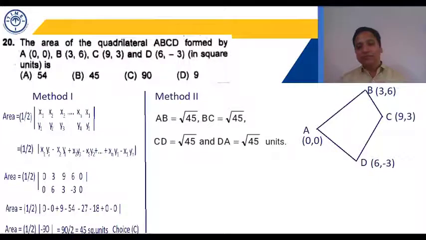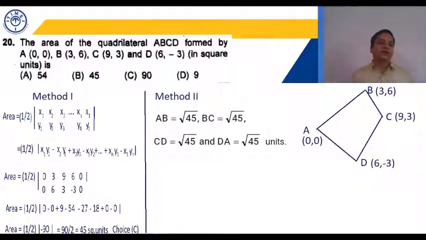So AB is equal to BC is equal to CD. Let's find DA also. 6 minus 0 square is 6 square, plus minus 3 minus 0 square is 3 square. 6 square is 36 and 3 square is 9. 36 plus 9 comes out to be 45, square root. It's root 45.